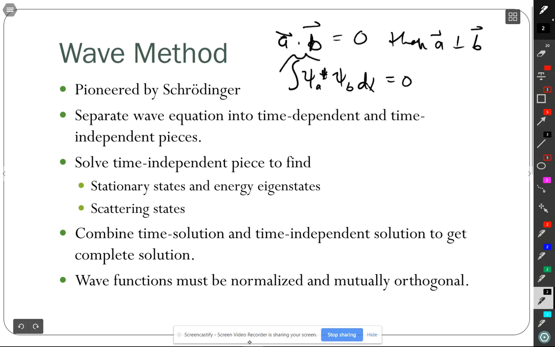So the inner product is the same as the dot product. And so orthogonality means the inner product between psi A star and psi B has to be 0 unless A is equal to B. And if A is equal to B, then the normalization means that it has to be 1. And so we put here the delta AB, because that covers both normalization and orthogonality.